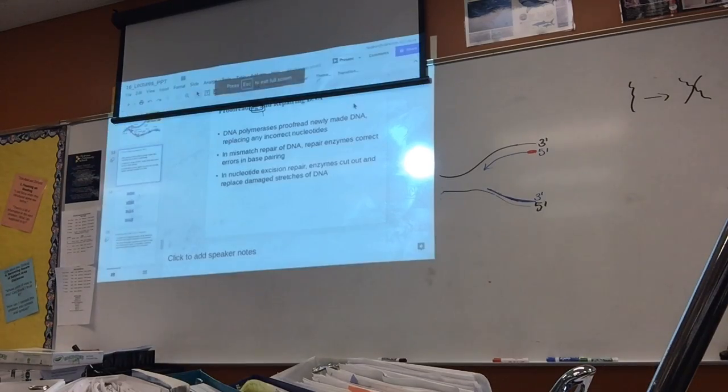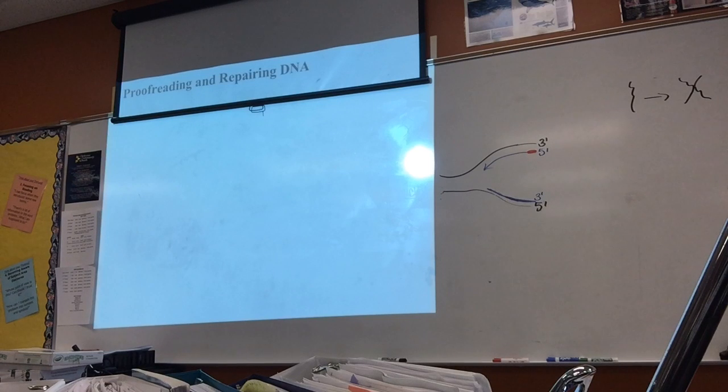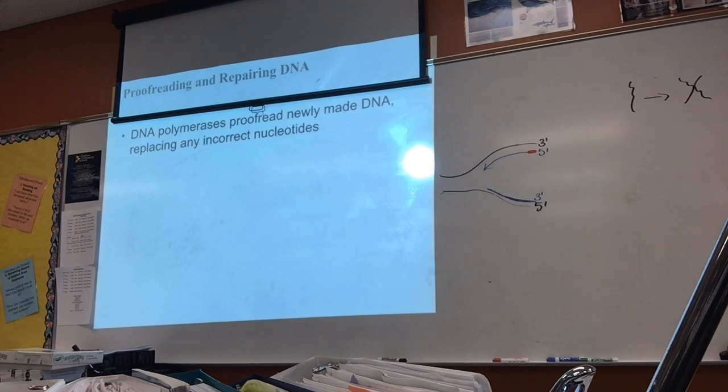The last two things I want to talk about is when something goes wrong. So proofreading and repairing DNA. So when things go wrong, DNA polymerase proofreads newly made DNA, replacing any incorrect nucleotides.